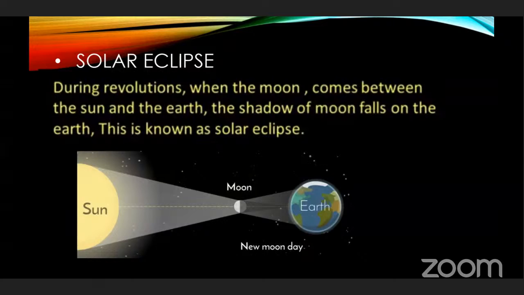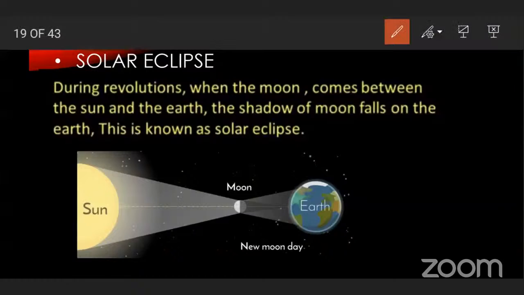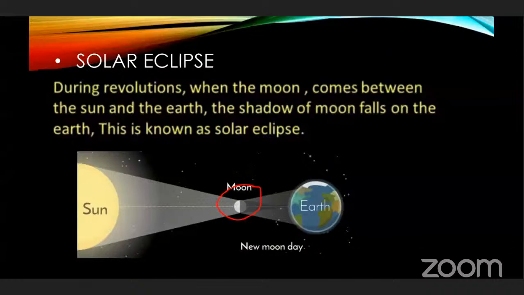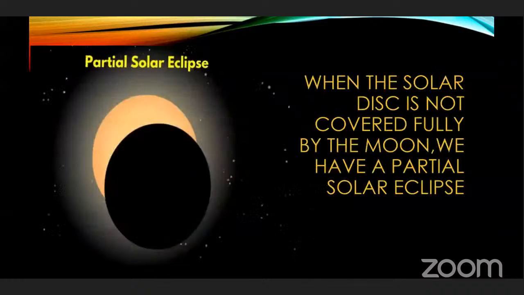Okay. And new moon day means the start of a new lunar cycle. And when does a solar eclipse occur? When the moon comes between the sun and the earth. You can see here, the moon comes in between the sun and the earth. Sun, moon, and earth are in a straight line. Okay. Now we can see a partial or total solar eclipse.